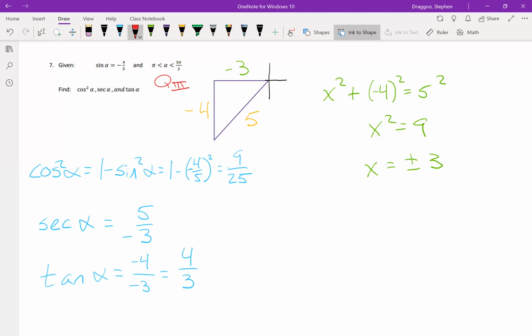of the legs. But I'll use the Pythagorean theorem to come up with my missing side x, giving me the equation x squared equals 9. So x is plus or minus 3. Now because I'm in the third quadrant where x values are negative, I'm going to take x being equal to negative 3.